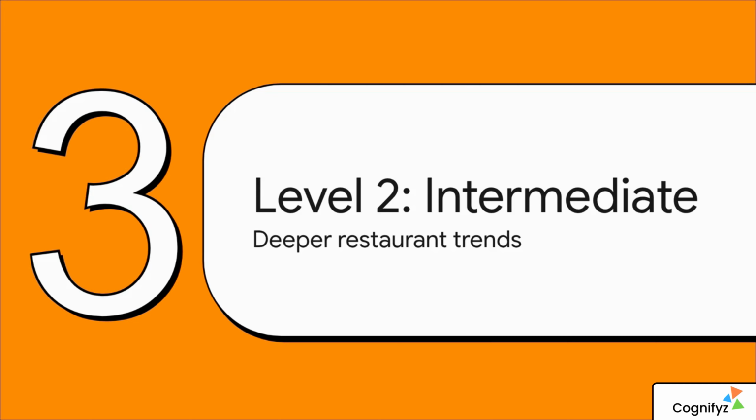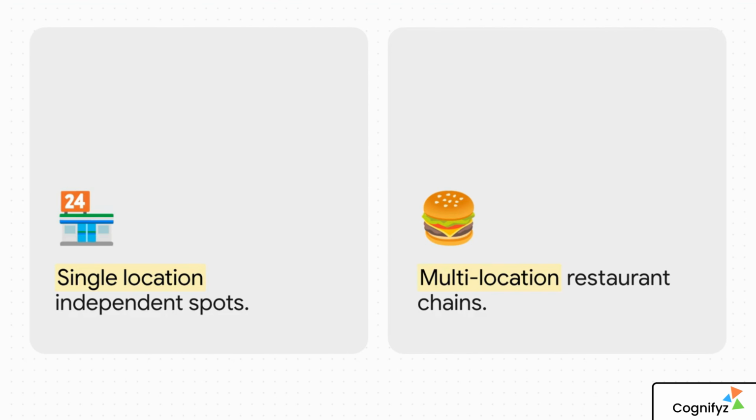All right, Section 3, Level 2, Intermediate Analysis, uncovering deeper restaurant trends. Now that we've totally mastered the basics, it's time to step up the complexity. Here we're zooming in on the power of scaling. We'll identify restaurant chains, specifically the ones popping up multiple times in our dataset, and contrast them directly with independent single-location spots. The goal? To answer a critical business question.